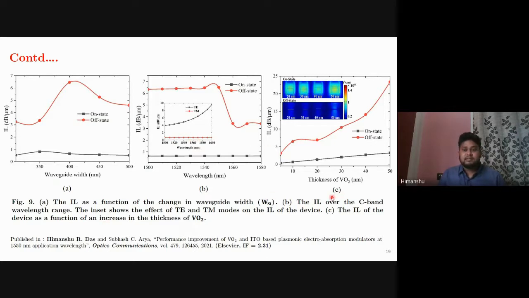Now coming to figure 9C, here it shows the effect of increasing thickness of VO2 on the IL of the device. And here the inset shows the different thicknesses of VO2, that is 20 nanometer, 30 nanometer, 40 and 50, where it shows the off-state and on-state. Here, the thickness of VO2 we have chosen is around 10 nanometer. This is because if you go for higher thickness of VO2, then it will increase the device footprint, as well as we will achieve a very high value of insertion loss at on-state. Therefore, we choose a minimum value of 10 nanometer.